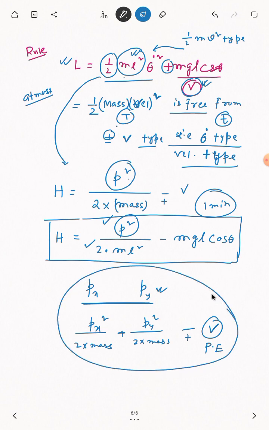Questions are set on this also where two momenta are there. We will see in the next videos.